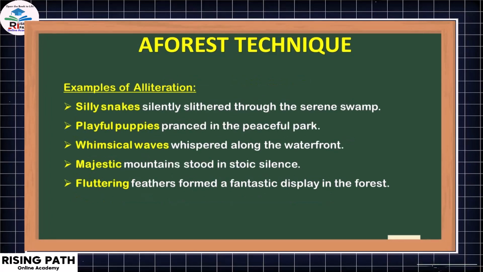Then we have the examples of alliteration. For example, silly snake silently slithered through the serene swamp. Playful puppies, whimsical waves. So as you can see, alliteration is a very interesting technique that you can add, and you must learn how to use it according to the task or whatever you are writing.